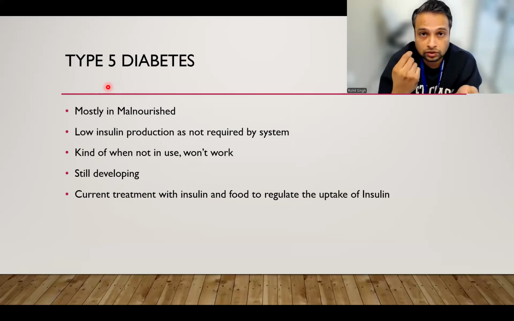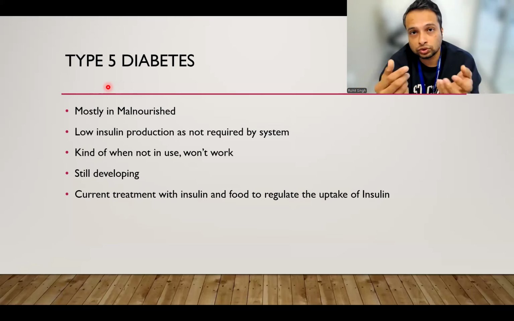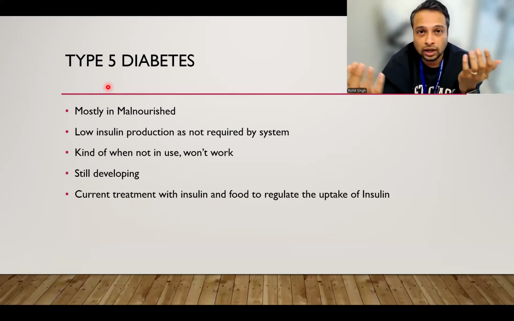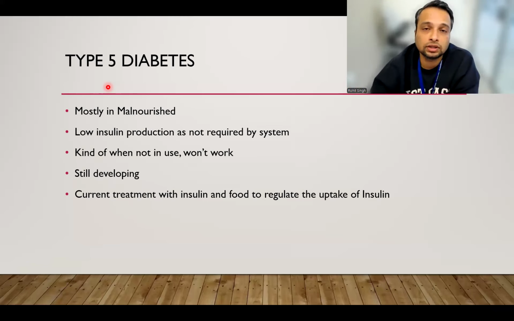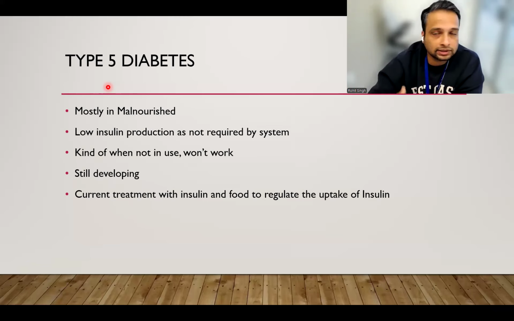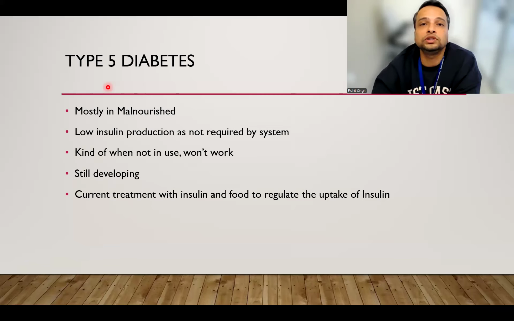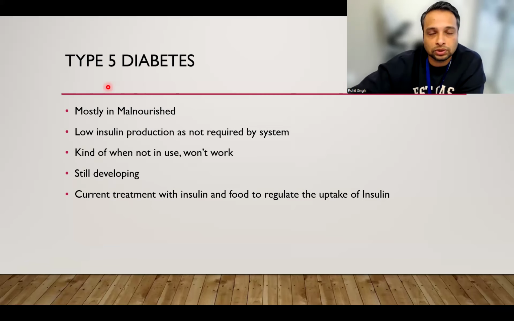Low amounts of insulin with the right amount of food is the current treatment for type 5 diabetes. Again, type 5 diabetes is in malnourished people where daily dietary requirements have not been met. As I explained, your cells are already starving for glucose, so there is no need for insulin to come in and give that glucose. So insulin is being produced less, and as a result it is classified as type 5 diabetes.